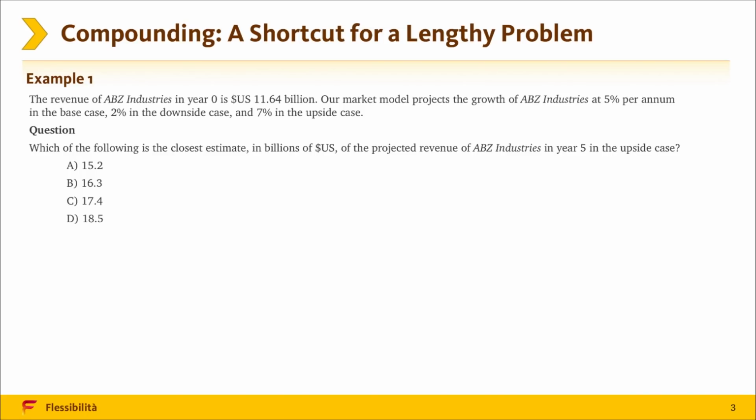Let us start with the following example. You might want to pause the video now and try to solve the question on your own. Which of the following is the closest estimate in billions of dollars of the projected revenue of ABC Industries in 5 years in the upside case?